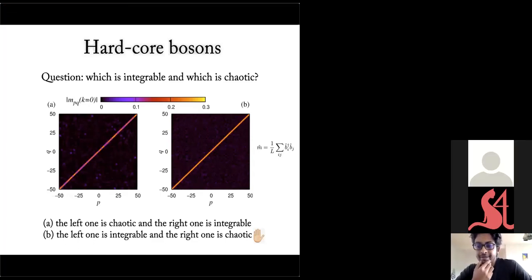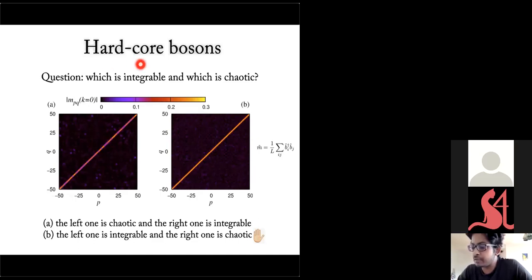Can I ask a quick question? Can we finish this and then we do that? Yeah. Do you have any question about these plots? Then I can try to explain a bit more. Or do you have a question about the question or something else? Not about the plots, but maybe I have missed this one: this hardcore bosons. Why is this called hardcore? Yeah, so I'll discuss that.